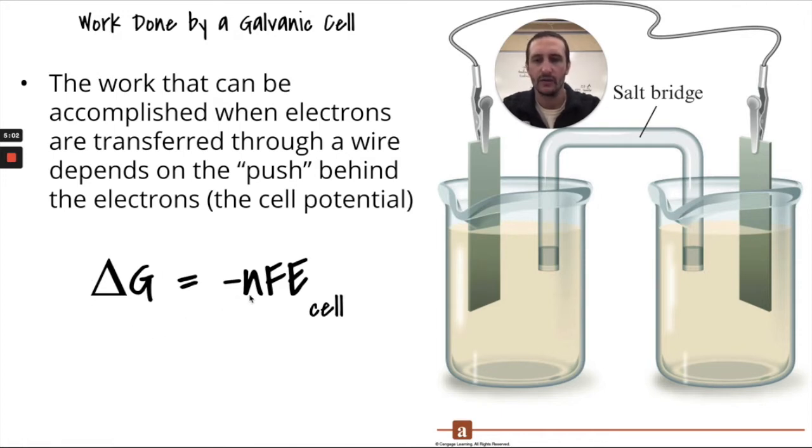The other terms in this: n is the number of electrons, and that's the coefficient from the balanced equation, how many electrons are transferred. And F is something known as Faraday's constant, and that's a constant given on that AP reference sheet. The main thing from this equation is that if cell potential is positive, then it's a spontaneous reaction because that'll make Gibbs free energy negative.